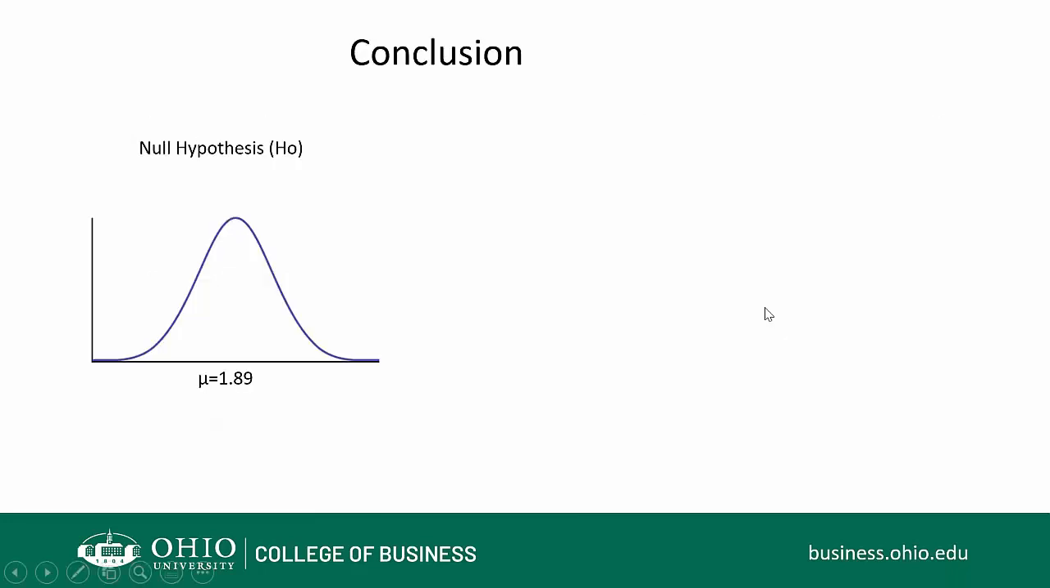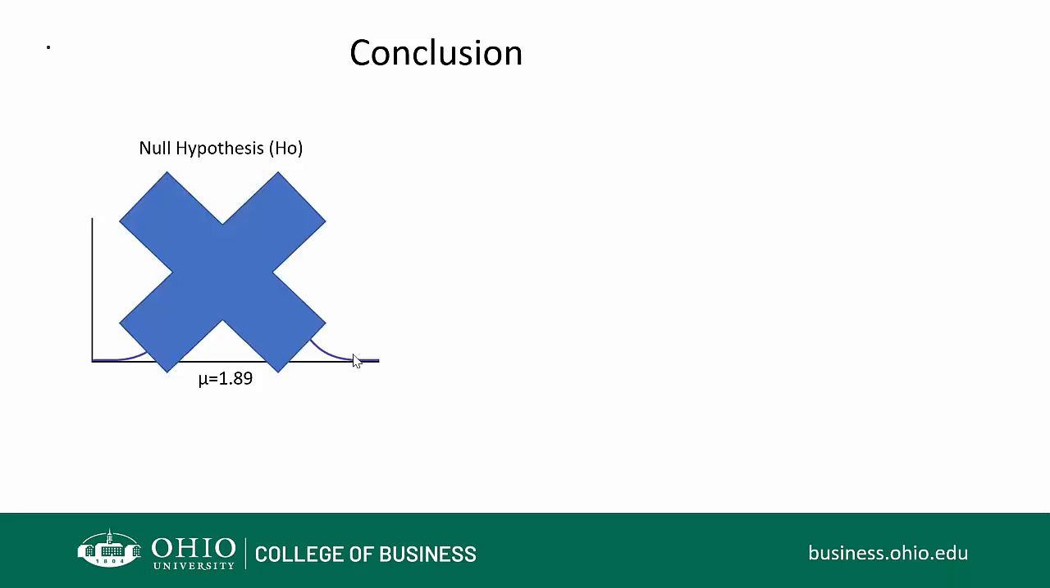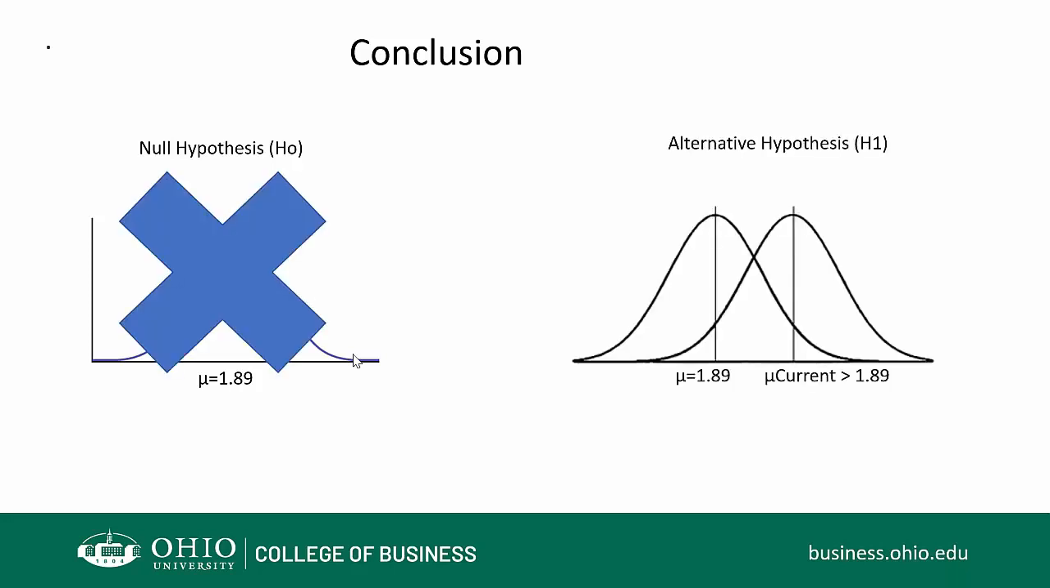So to summarize, this test analyzed the null hypothesis, which is that the current fill is an average of 1.89 liters. We found that our sample mean was all the way out here on the distribution. There was less than a 5% chance we would get that sample mean if the population mean was really 1.89. So we are rejecting the idea that the current fill is 1.89 liters. And so we are then inferring that the current mean is greater than 1.89 liters.